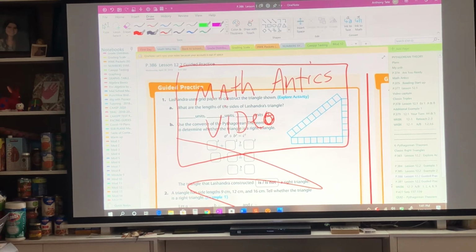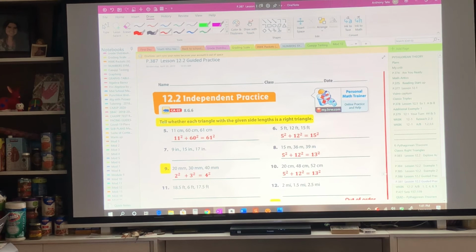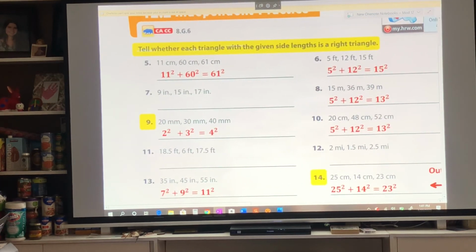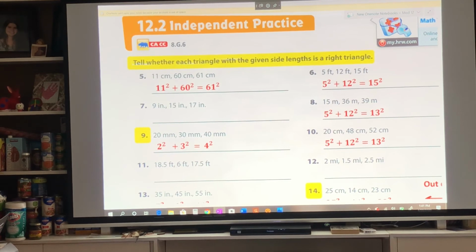Okay, we're on page 387. You're saying, let's see, is it a right triangle? The answer is yes or no. I'm always checking to make sure the longest side is C. The longest side is C. Same here, same here, same here, same here. On number 9, same thing I did on the other one. I divided everything by 10. 20, 30, 40 becomes 2, 3, 4. It'll be a triangle that's 1/10 of the size, but it still works.